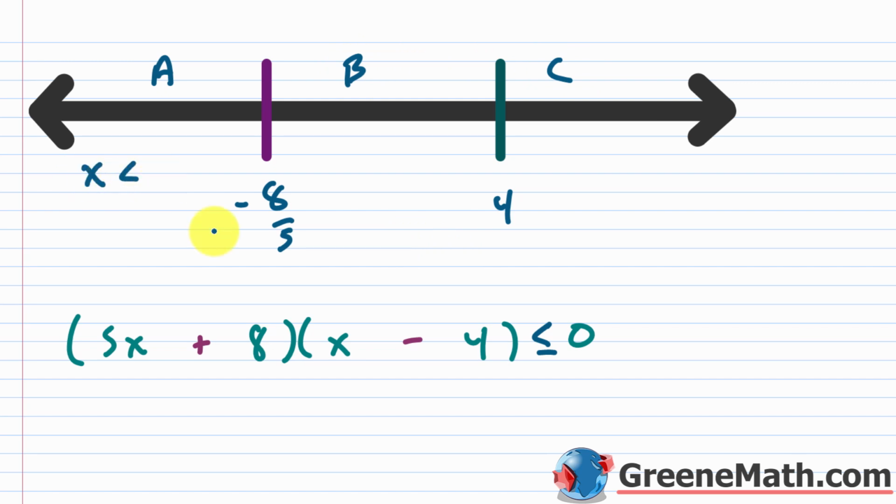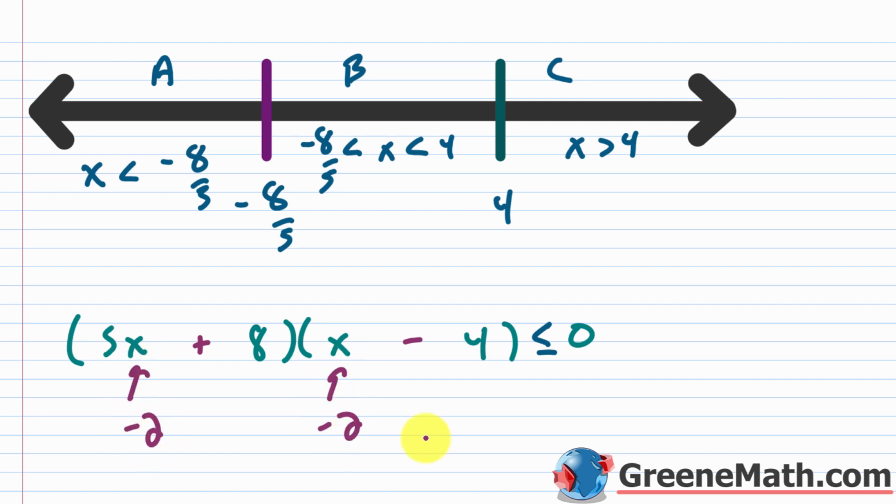So this is x is strictly less than negative 8 fifths. So this is x is greater than negative 8 fifths, and it's going to be less than positive 4. This is x is greater than 4. Okay, so coming through here, if we think about something less than negative 8 fifths, well, you could use something like negative 2. So if I plugged in a negative 2 there and there, what would you get? Well, 5 times negative 2 is negative 10, and then negative 10 plus 8 is going to be negative 2, so this is negative. Here, negative 2 minus 4 is negative 6, so this is negative. Negative times negative is positive, and a positive is not less than 0, so this is going to be false.